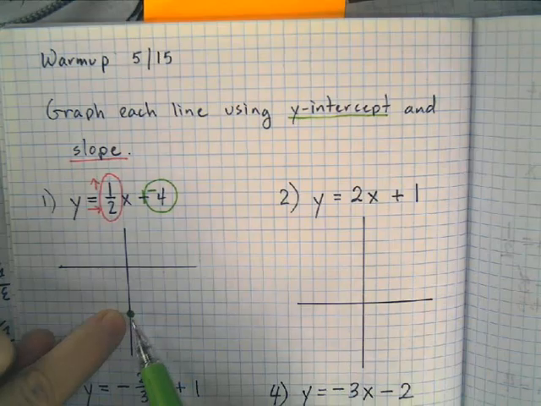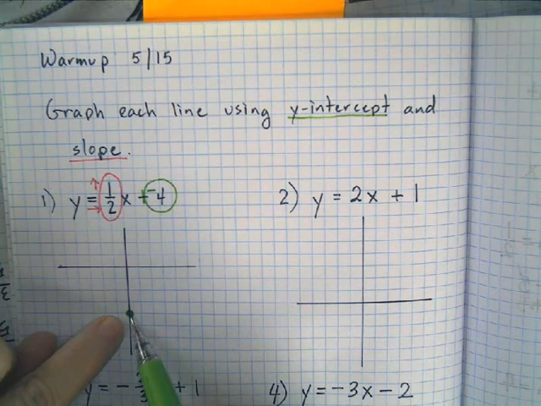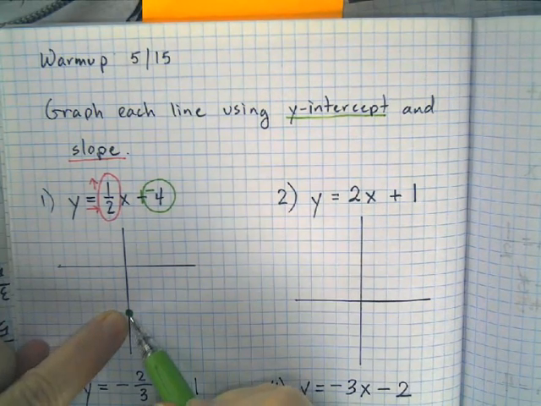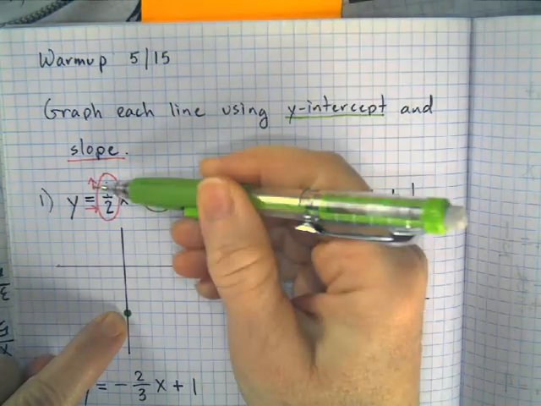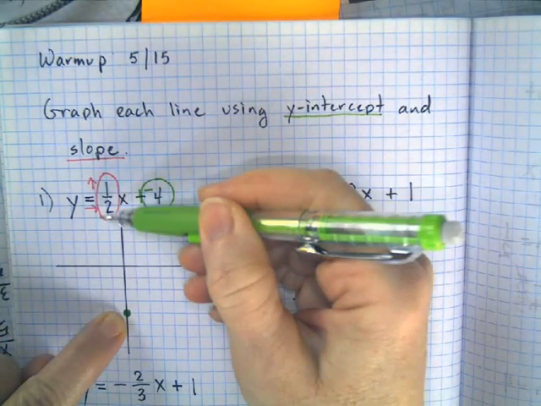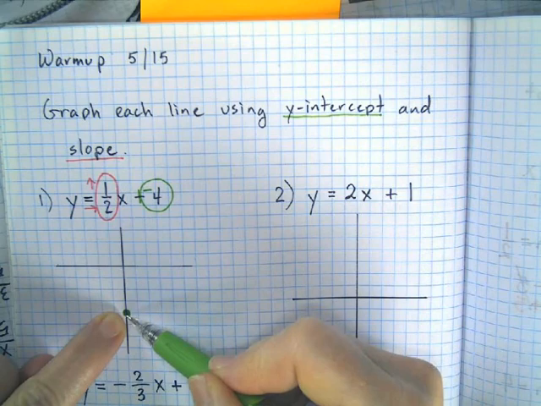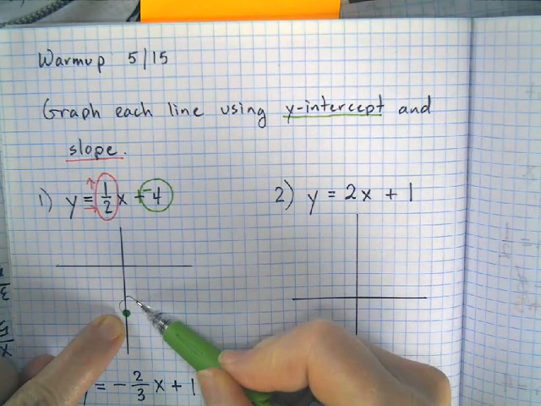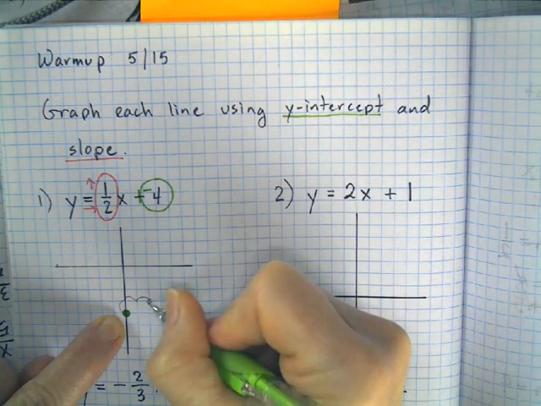Okay, so really important. You have to start from the starting point. Okay? -4 is the starting point. So we have to start here and go up 1 and to the right 2. So I'm going to go up 1 and then to the right 2. And that's where I put my next point.